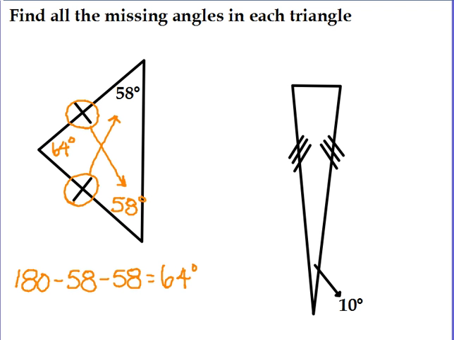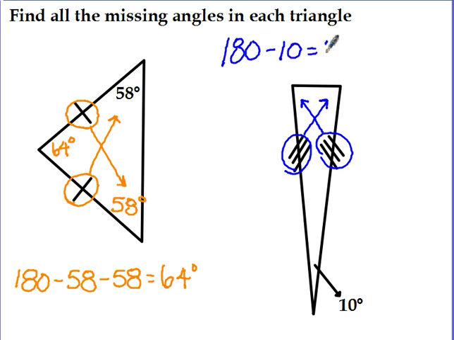Now this second triangle is just a little bit different. So it's pretty skinny here, and here are my markings. So I know these two angles are going to be the same. However, I don't know what they are because I'm given 10. So we have to solve this one just a bit differently. So first I'll take 180 minus 10 degrees, which gives me 170. And now these two angles are equal. So I'm going to divide it in two. And that gives me 85 degrees for each of these. 85 and 85.